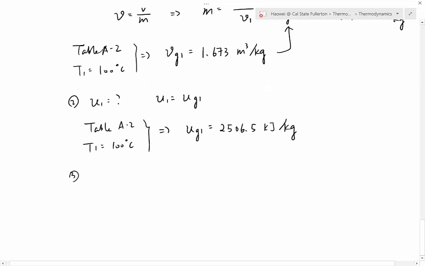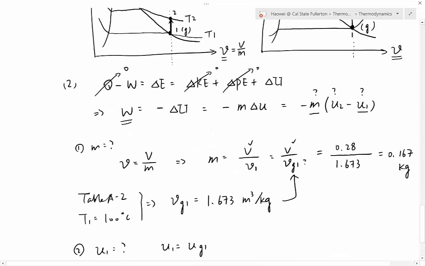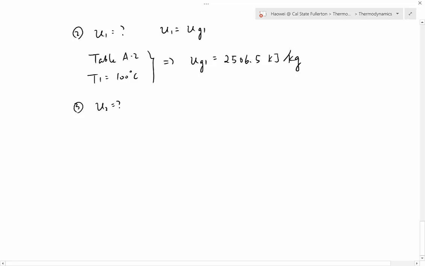Okay, how do we look for U2? Like we said before, when you look for a property, in this case U, what you need to do is decide what the phase of this point is. If you ever forget, let's go back to the diagram. What's the phase of number 2? Number 2 is located to the right side of the vapor dome, so number 2 must be superheated. If it is superheated water vapor, you always go to table A4. So in order to find U2, we have to go to table A4.